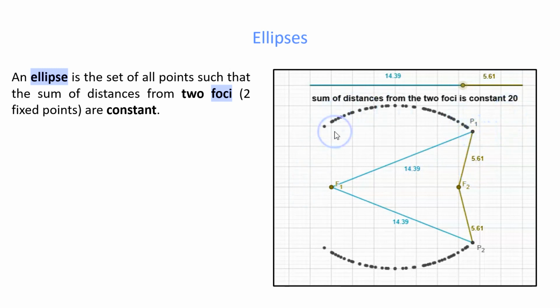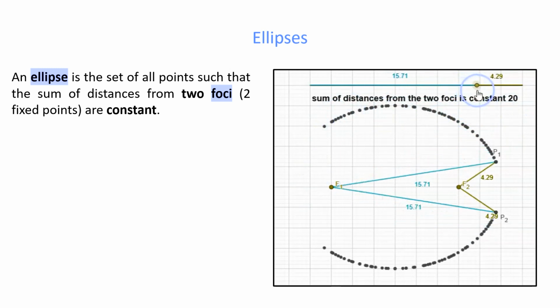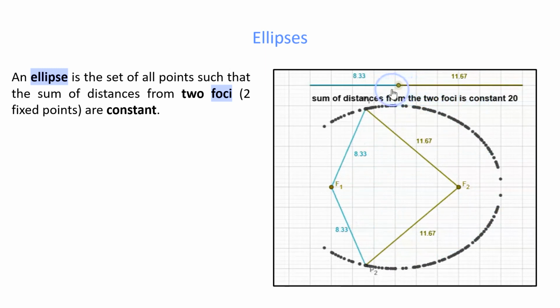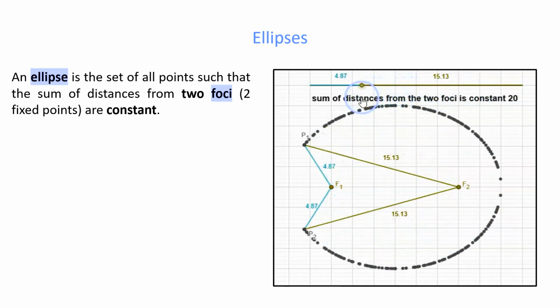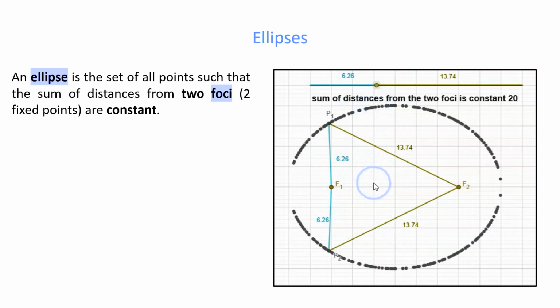And it doesn't matter where along the ellipse I go, those distances will remain constant. So we'll just complete it on the left-hand side. And that should hopefully give you a better idea of the definition of an ellipse.